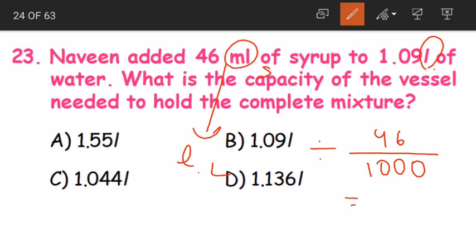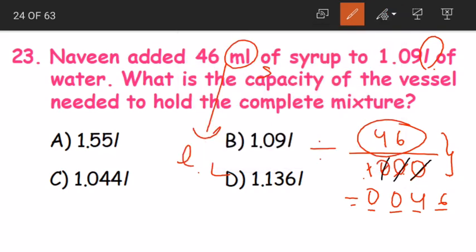Now how to write this in the form of a decimal, children? Count the number of digits in the denominator. 1, 2, 3, 4. So even our numerator should be at least a 4-digit number. We are having 6, 4. We are having only 46. For the remaining 2 digits, we will place our zeros. Now coming to the decimal point, we are having 3 zeros in the denominator. So after 3 digits from the right, we will place our decimal point.